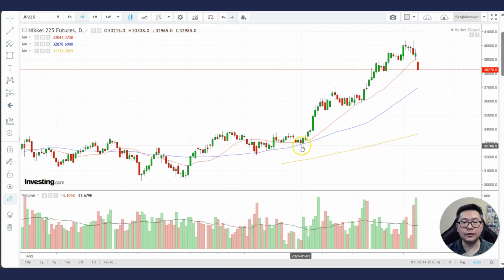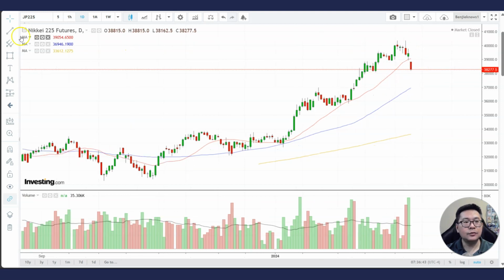It has been trading above the 20 MA for quite a long time, and now it's dropped below the 20 MA. So the most recent support area will be this congestion area here. Let me draw the area for you to see. Okay, this is the area. If this most recent support is able to hold the drop, most likely it's going to trade sideways a bit and then maybe continue to move higher.